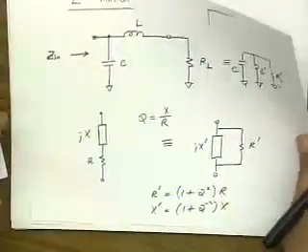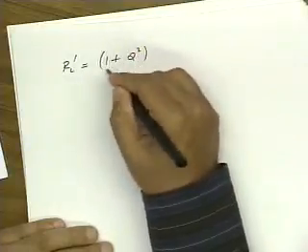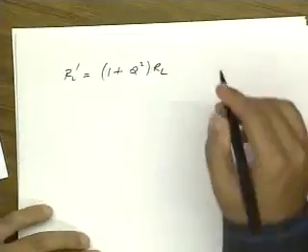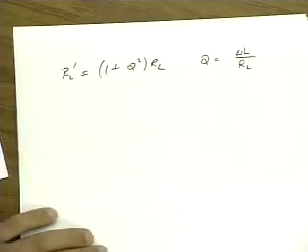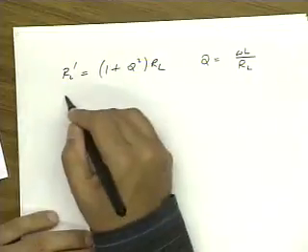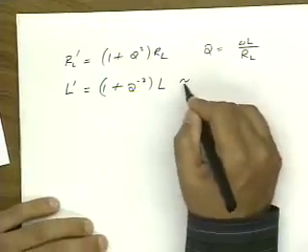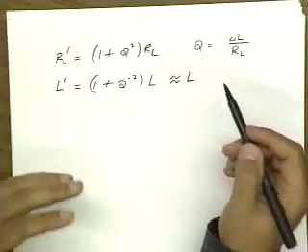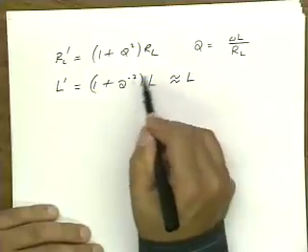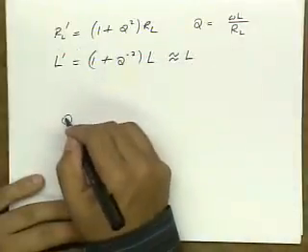Okay? And if I just apply this formula, then RL prime is equal to (1 plus Q squared) times RL, where Q is omega L over RL. Okay. L prime is (1 plus Q to the minus 2) times L, which is approximately L if the quality factor is, let's say, larger than 4 or 5. If not, we should account for how much L changes.